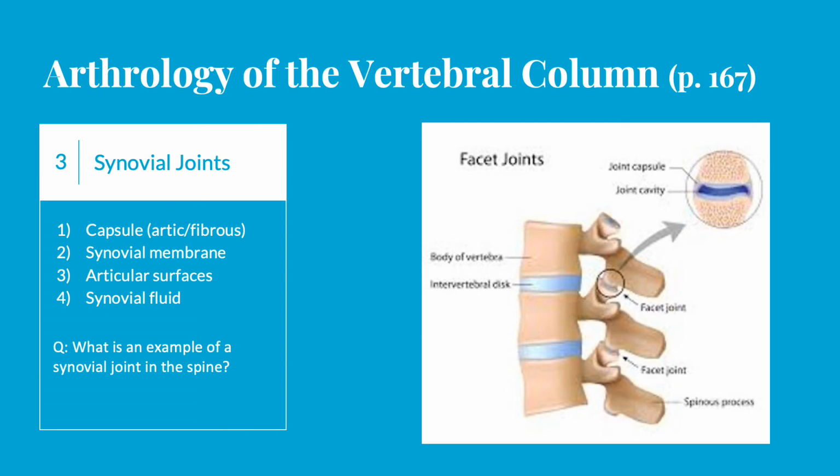So question, what is an example of a synovial joint in the spine? You could choose a whole bunch, but those zygapophyseal joints are going to be synovial joints that go all the way down and form the articulations of your spine.